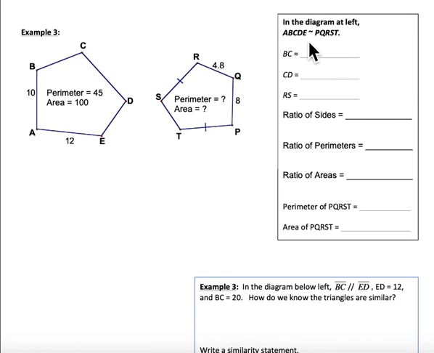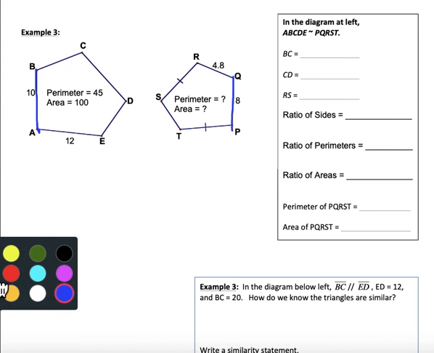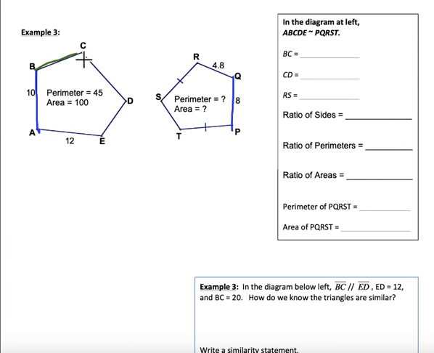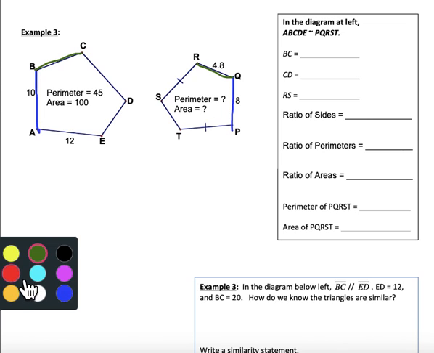So the first 2 letters here correspond to the first 2 letters here. So AB corresponds to PQ, and I'm going to go ahead and mark those in one color. Blue. AB corresponds to PQ. And I can see that side BC is going to correspond to side QR, second and third letters. I'll do those in a different color. Let's do green. So BC corresponds to QR. And the third and fourth letters, CD, correspond to RS. Let's use red.